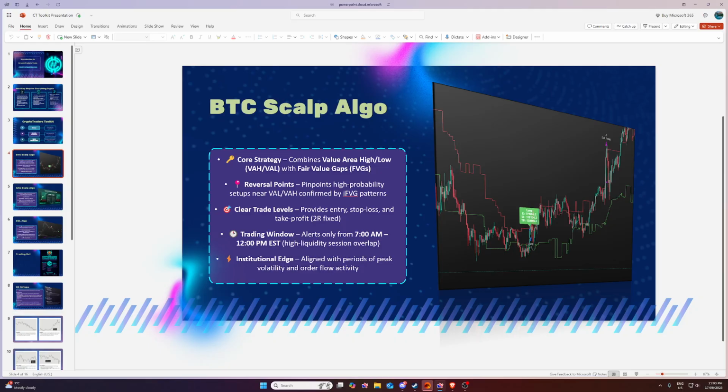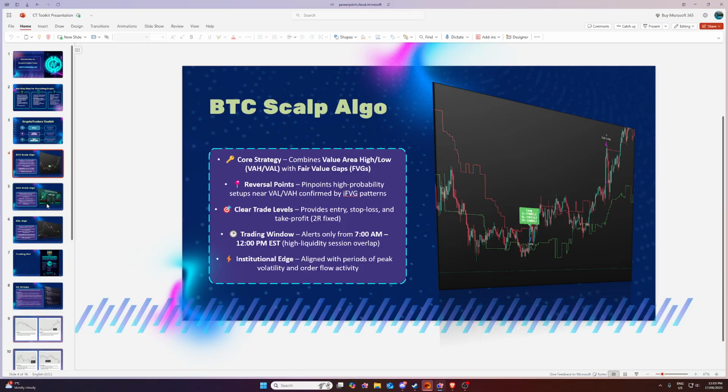Usually these are quite decent targets to use, but you may want to use your own targets and stop loss based on your own analysis. But pretty much we've built these algorithms with the idea that you should be able to blindly follow them and still come out on top over the long term.